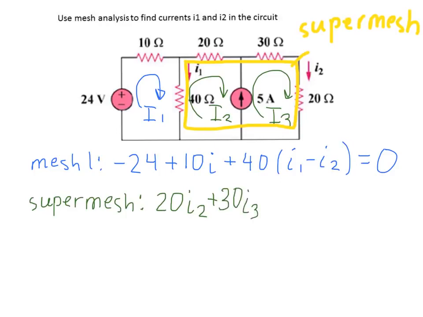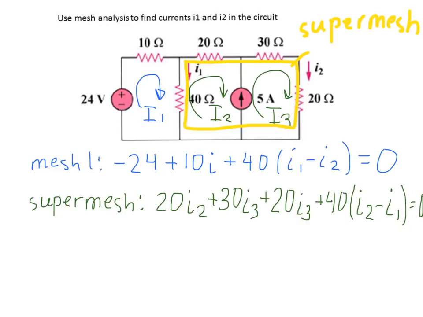Then moving to the next resistor, it is 20 ohms. So we put plus 20 I3, and the last resistor is 40, so plus 40, and again there are two currents, the current I2 going this way and I1 going the opposite direction. So we put I2 minus I1 equals 0.